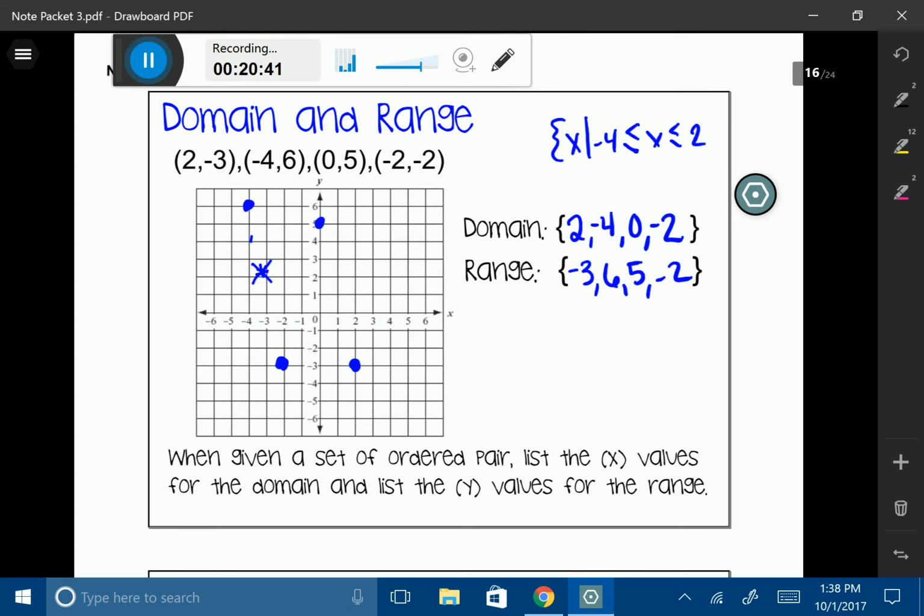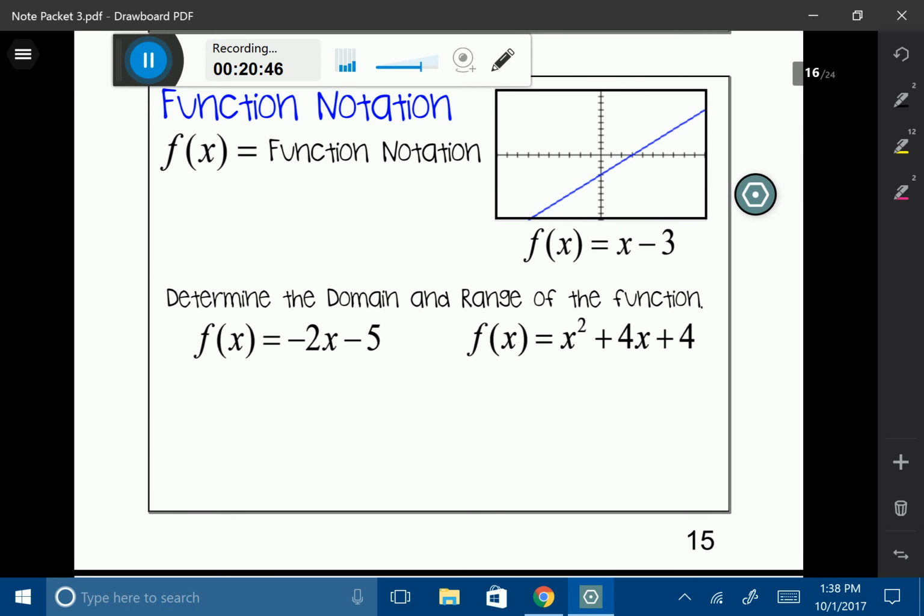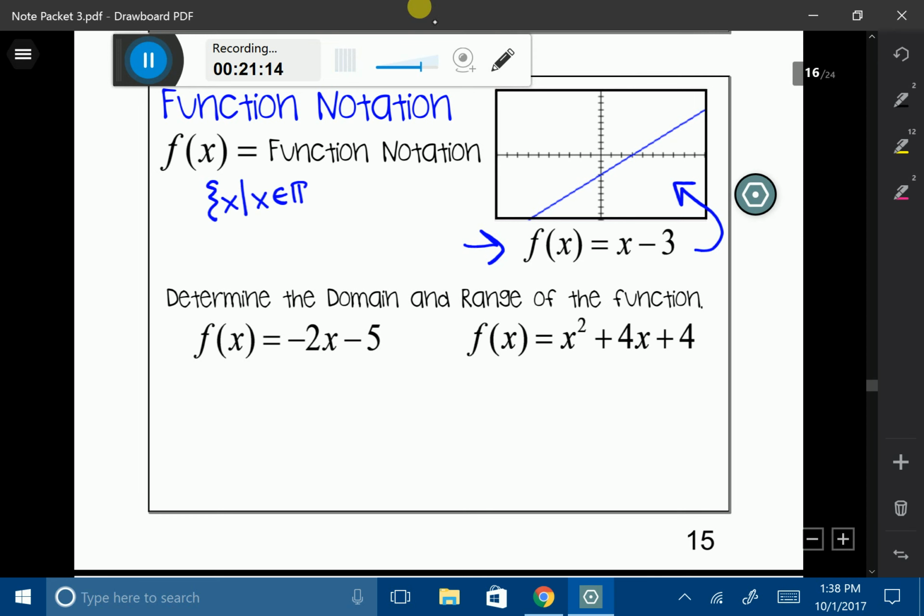And one more thing I wanted to show you today, function notation. We've already talked about this a little bit, but I just wanted to touch on it. So sometimes we're given a function in function notation, and we're asked to find the domain and range. For example, if I gave you this function, f of x equals x minus 3, and I would ask you, what's the domain and range? The best way to determine the domain and range is to graph it on your graphing calculator. So you can see that I graphed this example here, and you can see that it's a line. And therefore, my domain will be x such that x exists in the reals. And my range will be y such that y exists in the real number system.